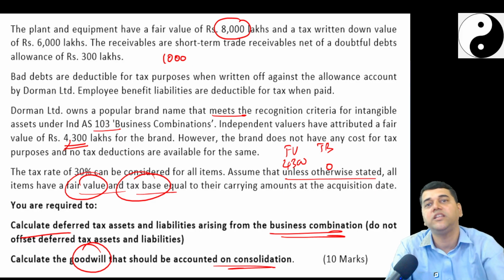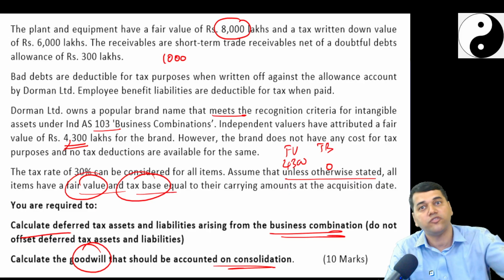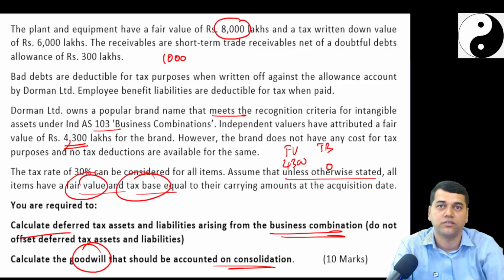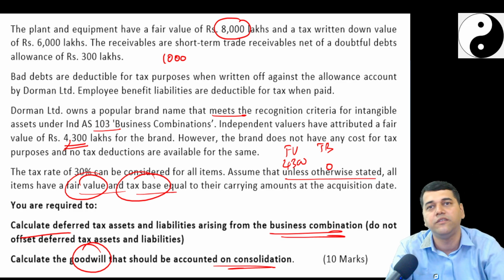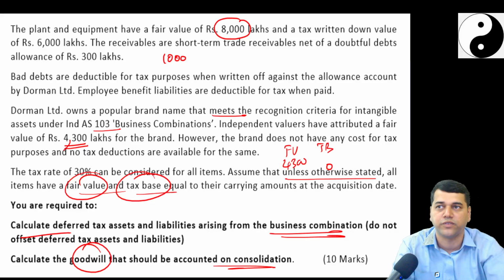Because it is internally generated, you cannot recognize it internally. But during a business combination you can recognize it, because you are paying money for it. That's why I should have done Ind AS 38 by now, and you would have appreciated it better. But Ind AS 38 is filled with more theory, and my priority is to finish these topics first. Theoretically, I have explained as and when required.